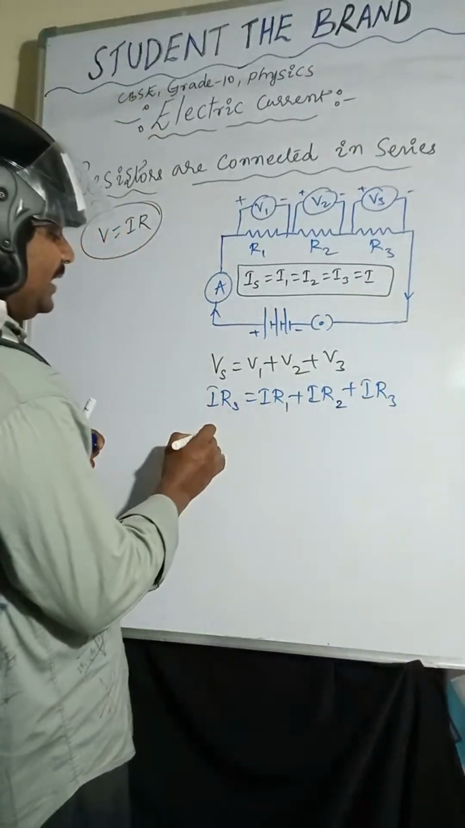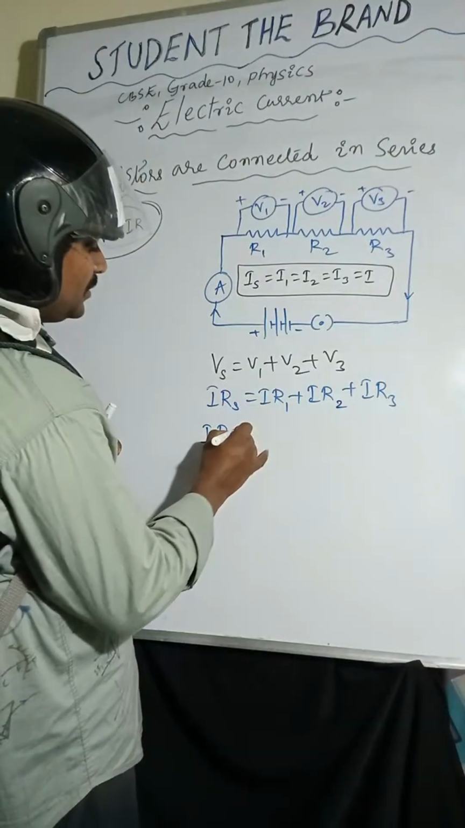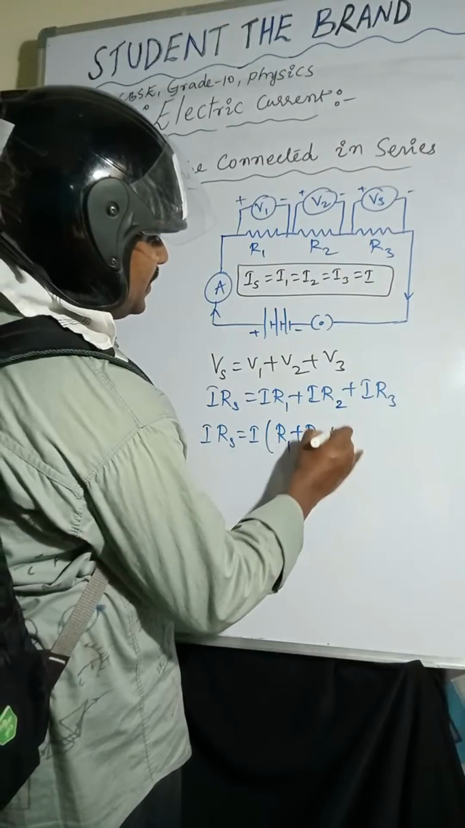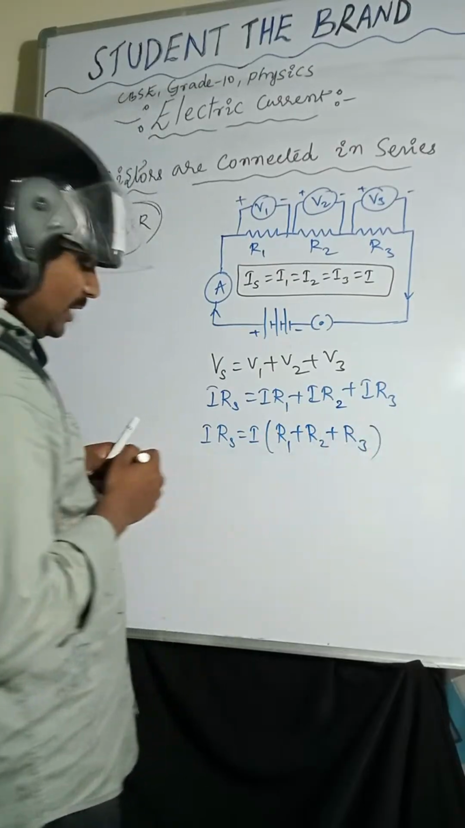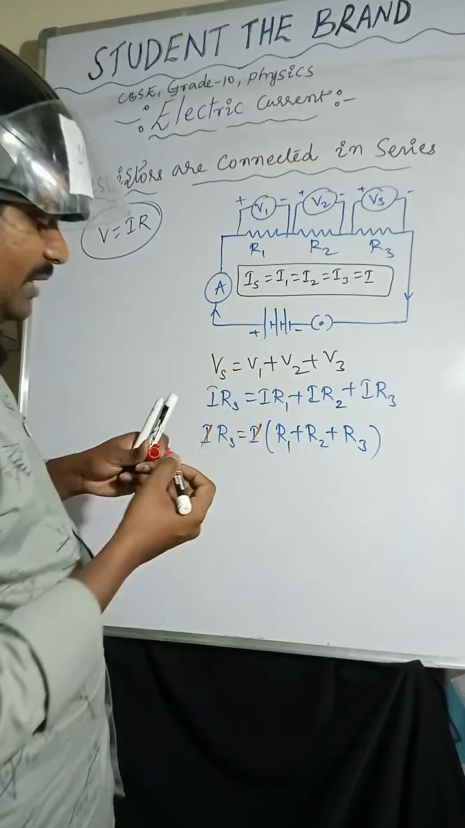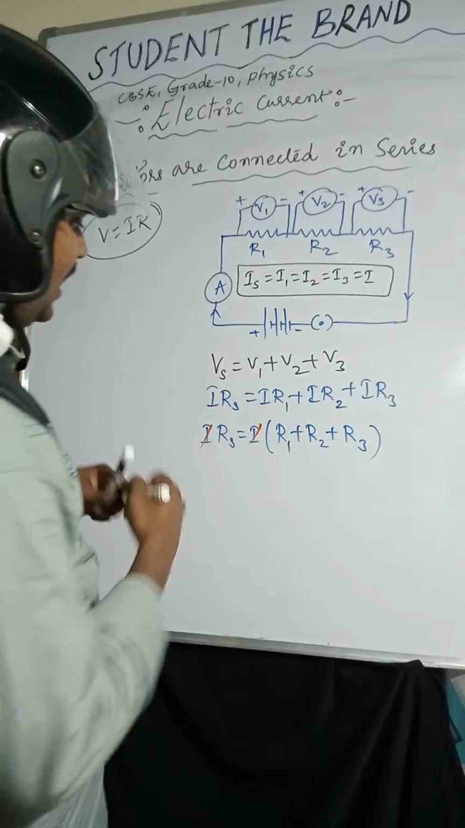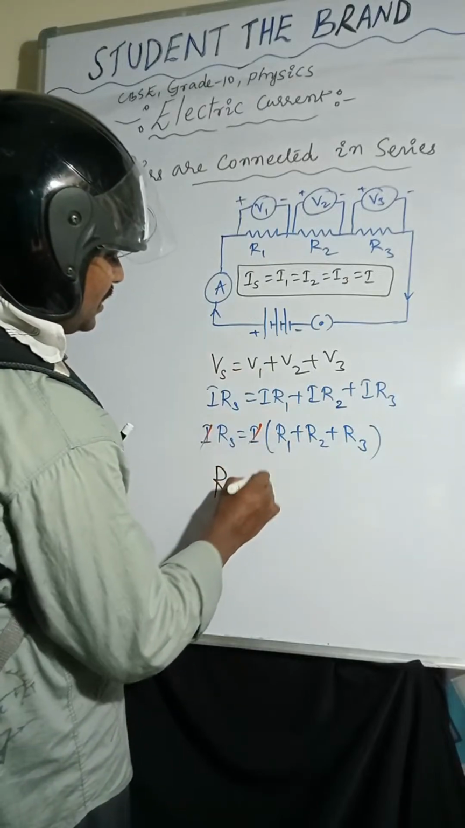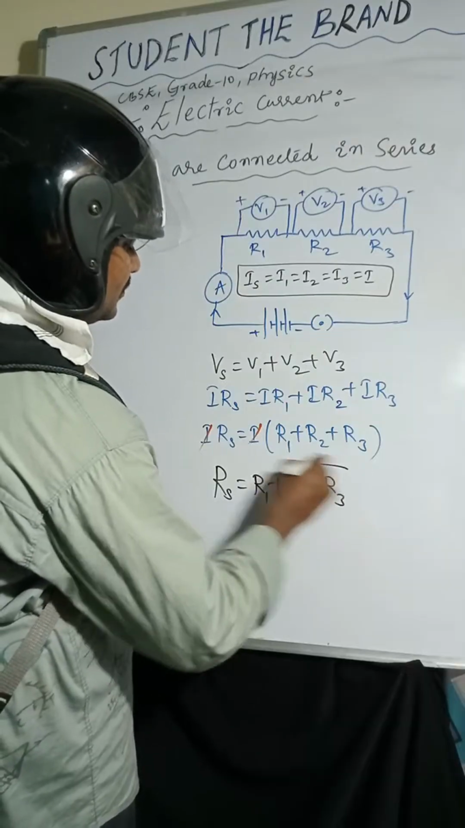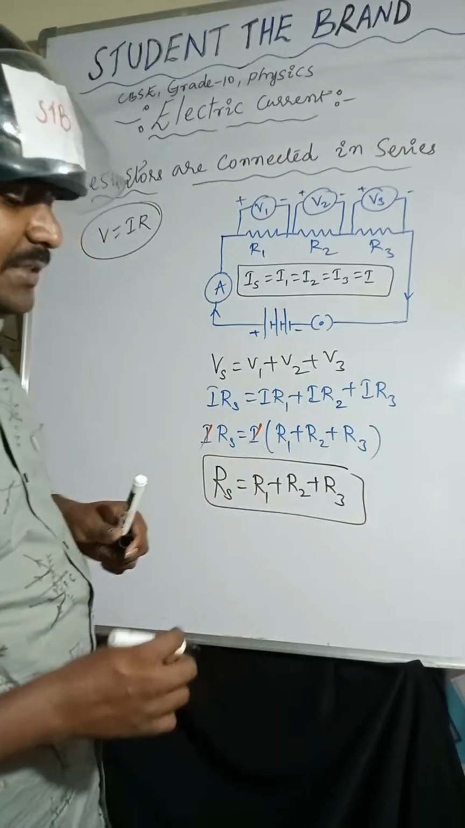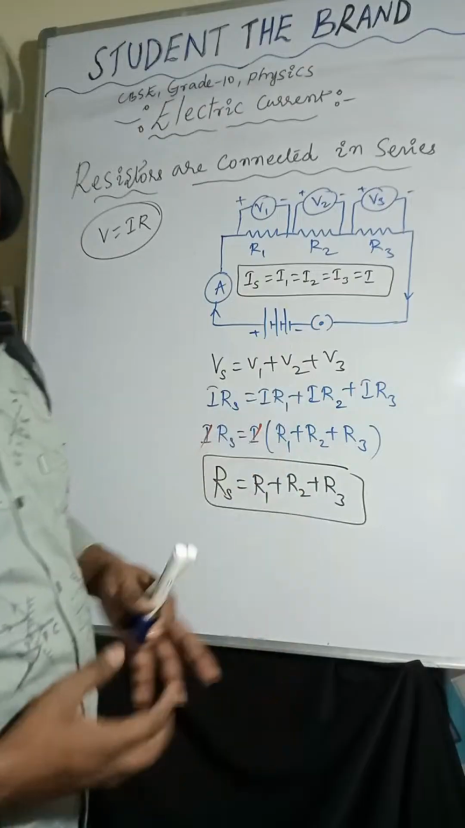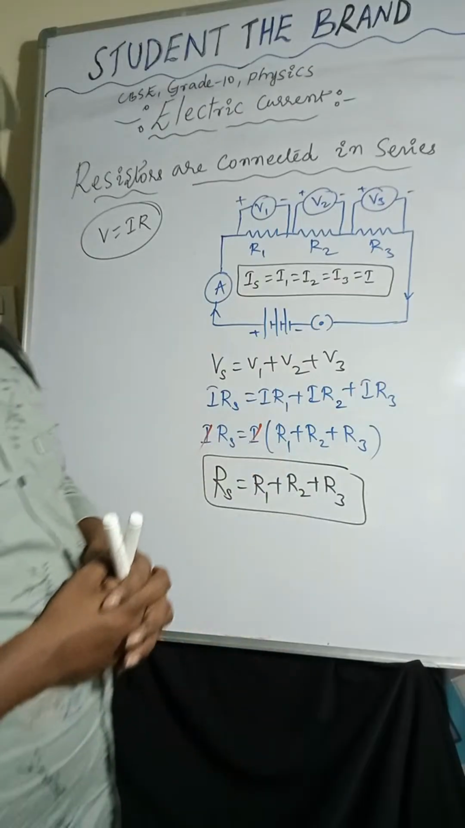Now I am taking I common. If I take I common, R1 plus R2 plus R3. So I gets cancelled. The remaining values are Rs equal to R1 plus R2 plus R3.